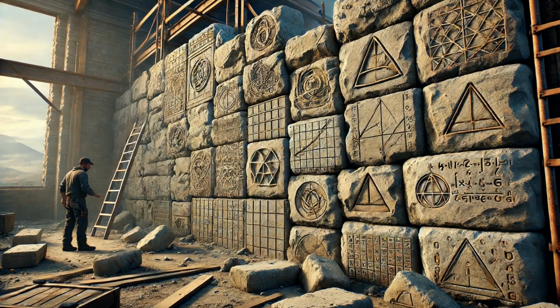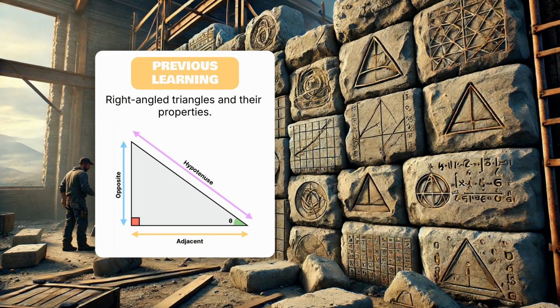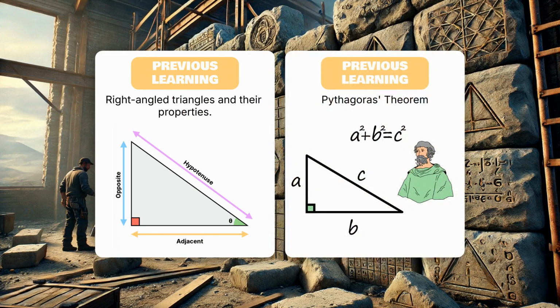In our previous lessons, we've established a strong foundation by exploring right-angled triangles and their properties. We have also learned Pythagoras' theorem and used this to determine the relationship between the side lengths of a right-angled triangle. With our foundation in right-angled triangles and Pythagoras' theorem, we can now dive into the exact trigonometric values for specific angles.